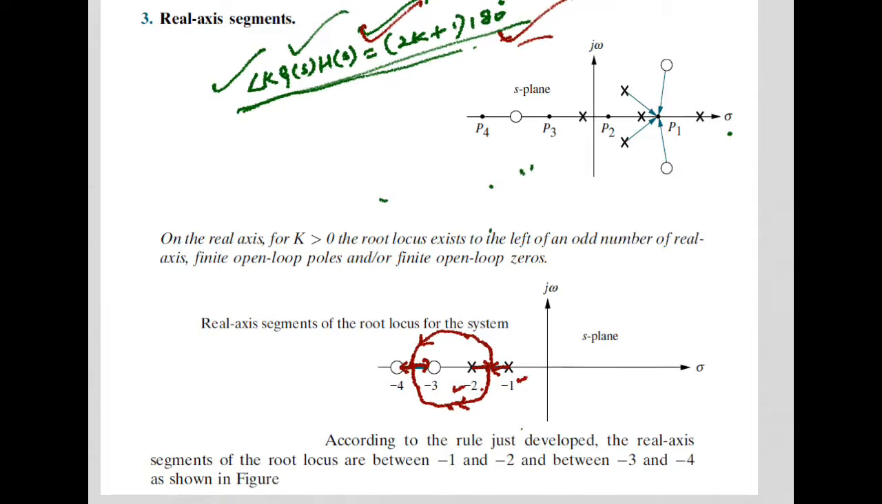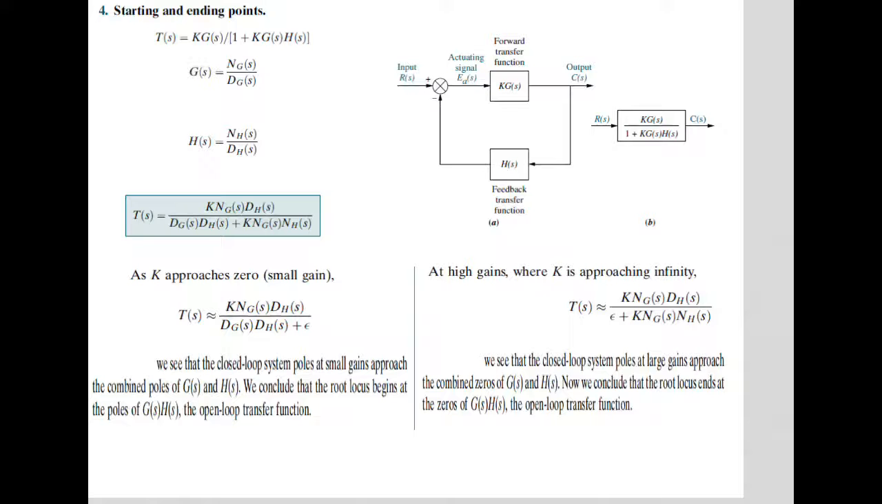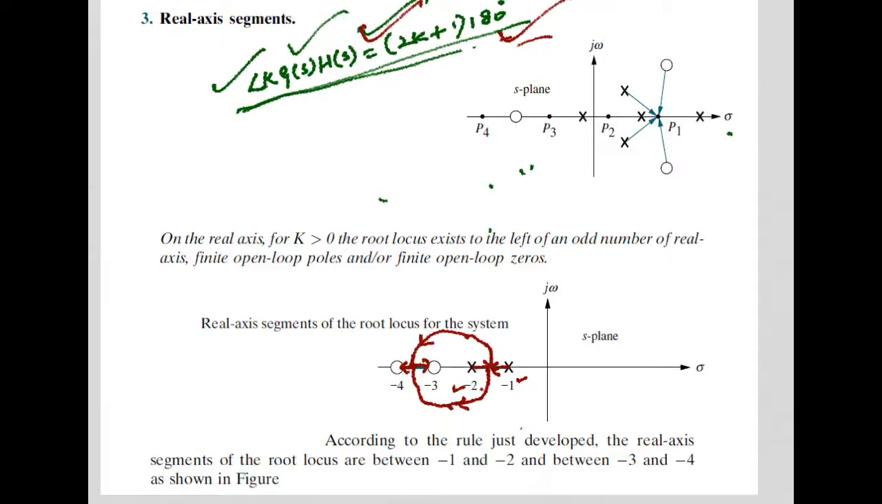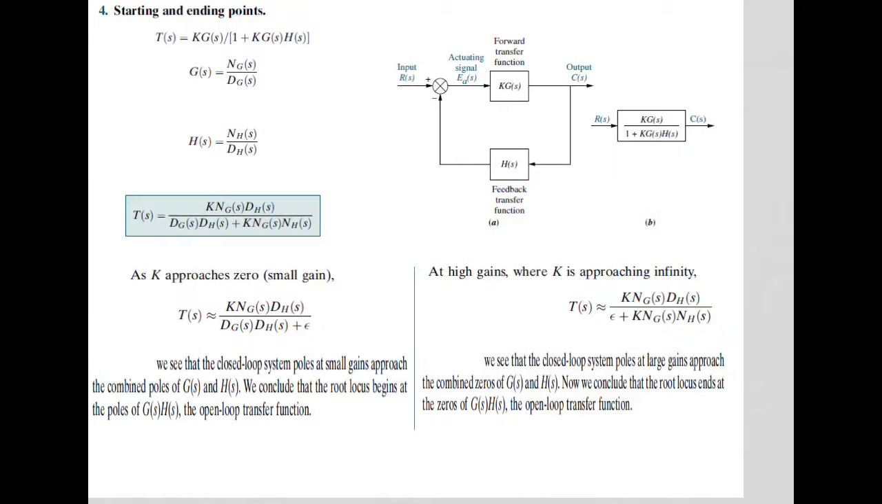Now this is all about what we have studied: the starting and ending points. The root locus will start at the poles and end at the zeros, and this is how it will start and end. Now come to the next.